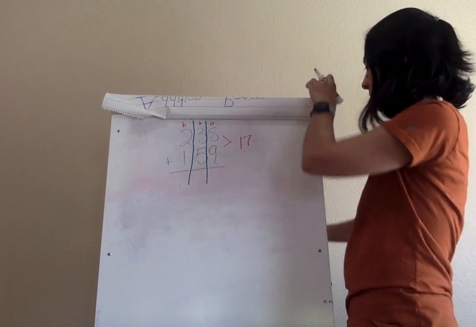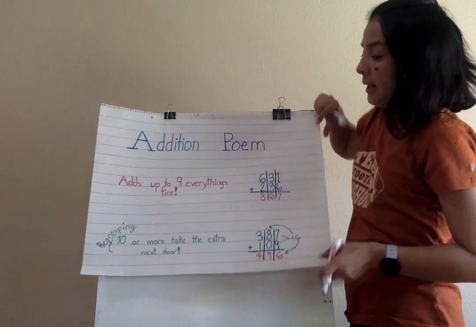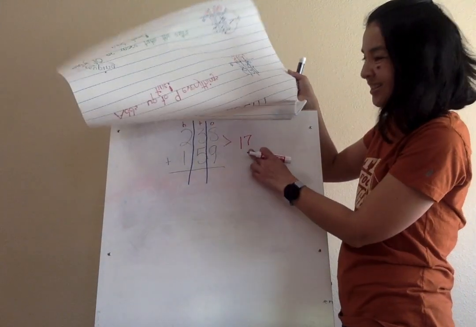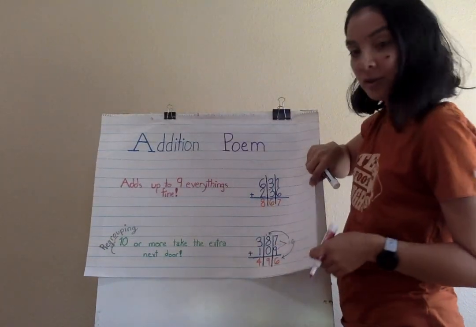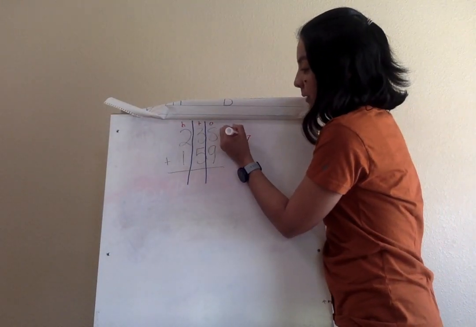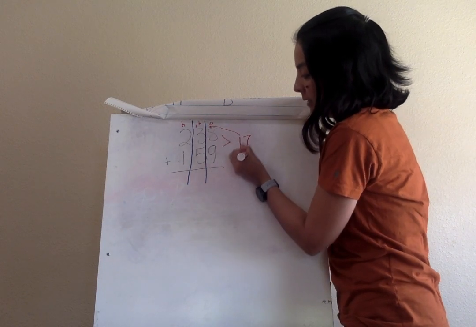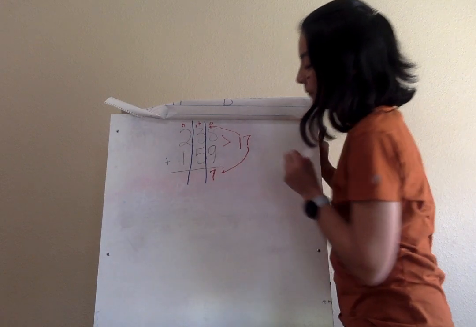I'm going to make a quick stop and reference my poem. Adds up to 9, everything's fine. Is this 9? No, it's a lot bigger than 9. 10 or more, take the extra next door. So it's 10 or more. So I need to take this extra one next door to my 10s. And then I can take my 7 to my 1 column.